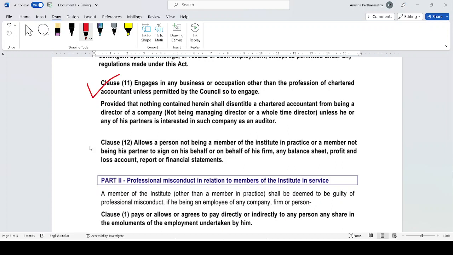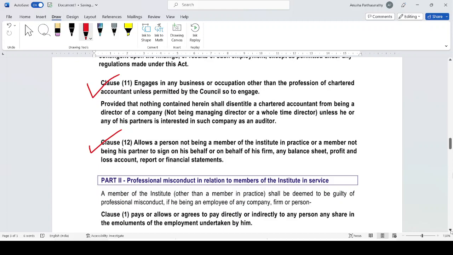As per Clause 12 of Part 1 of the First Schedule to the Chartered Accountants Act 1949, a chartered accountant in practice is deemed to be guilty of professional misconduct if he allows a person who is not a member of the Institute in practice, or a member who is not his partner, to sign on his behalf or on behalf of his firm any balance sheet, profit and loss account, report or financial statement. Now, Part 2.